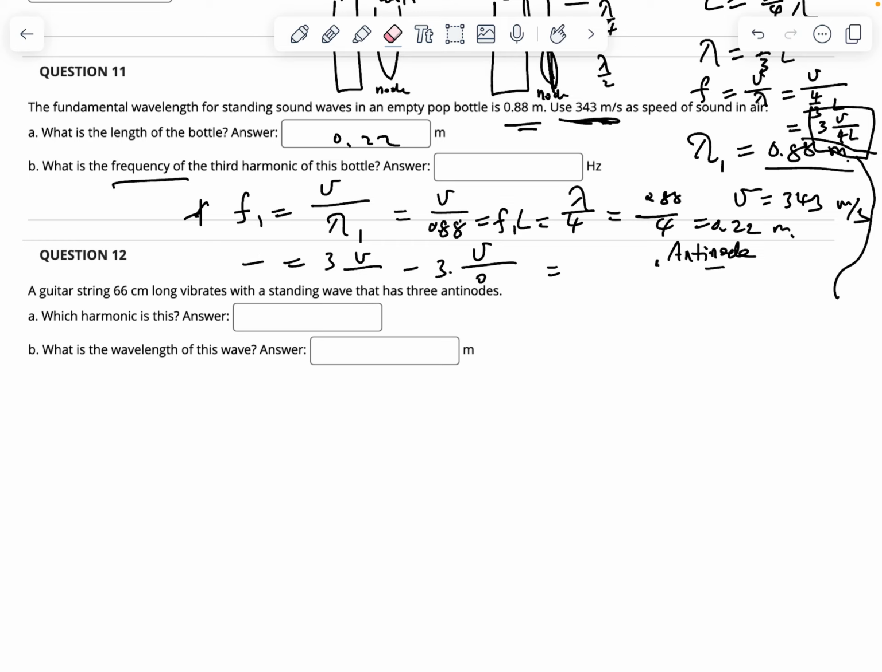All right, so now let's look at the last one. The last one is a guitar string, 66 centimeters long, 0.66 meter, with a standing wave that has 3 antinodes. Okay, between any 2 nodes, you have an antinode. In this case, you have to have 3 antinodes. You have at least 1 here, right? But you have 3, so you introduce 2 more.